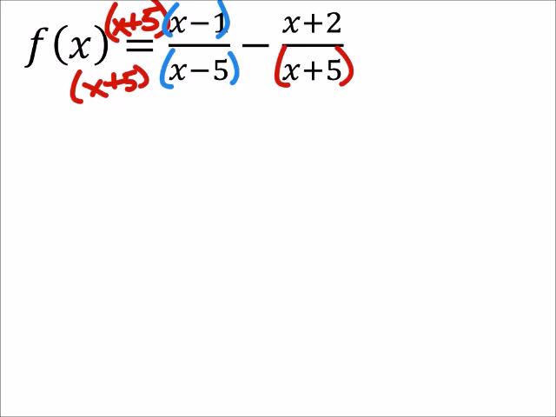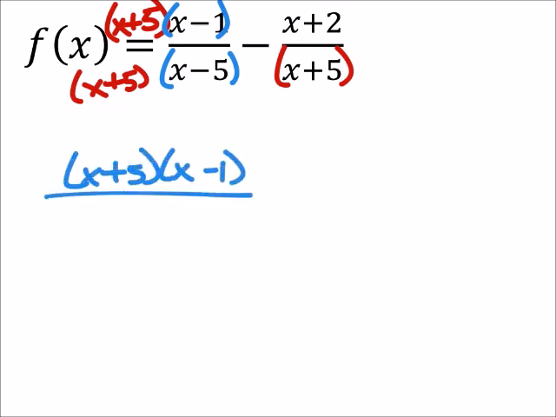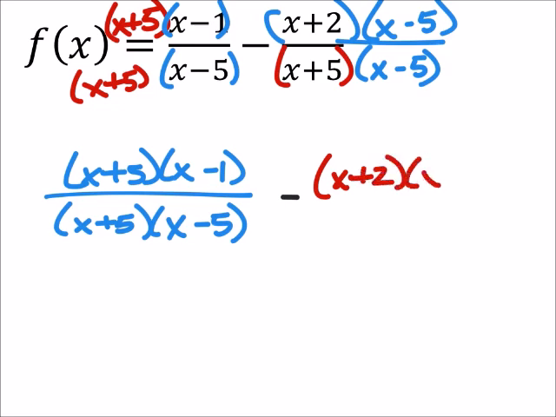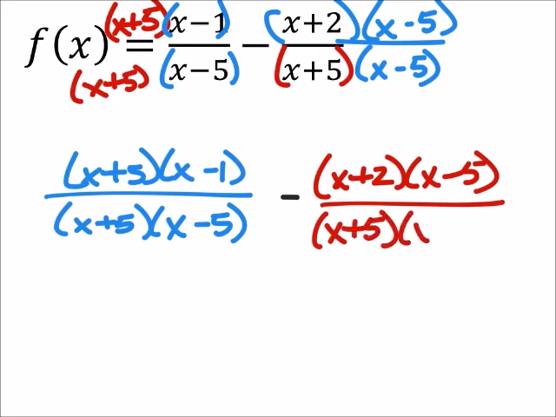So if I rewrote this one, I would have x plus 5 times x minus 1 all over x plus 5 times x minus 5. If you multiply those, it's not really going to make any difference. So I'm going to subtract this from this other fraction, whose denominator needs an x minus 5 to multiply. So I'm going to multiply x plus 2 by x minus 5 as well. So that gives us x plus 2 times x minus 5 over x plus 5 times x minus 5.